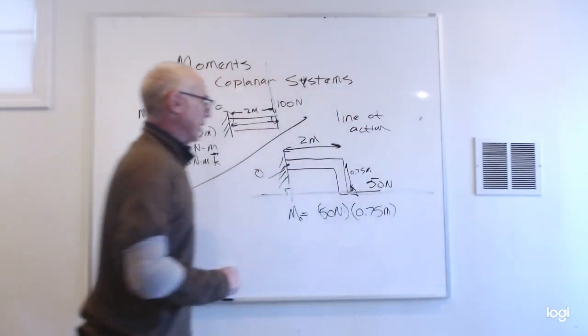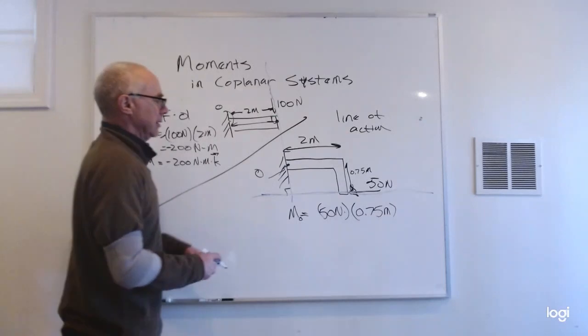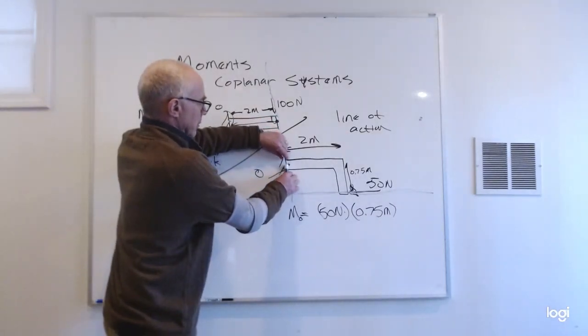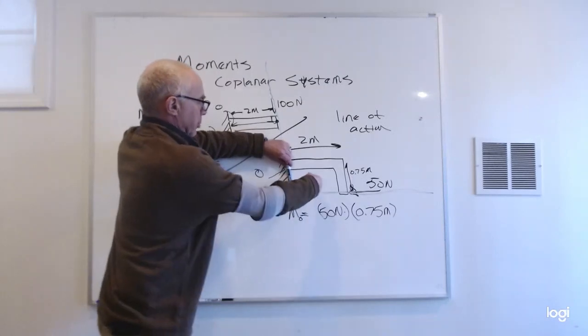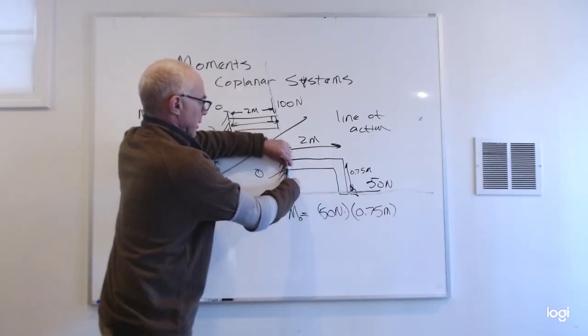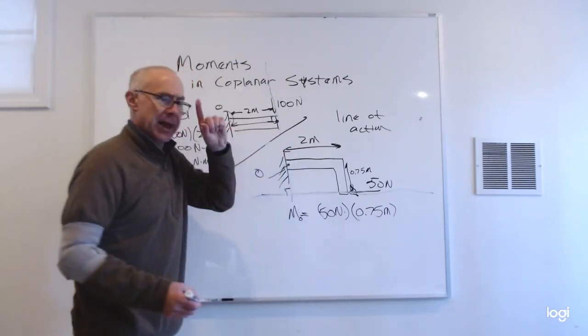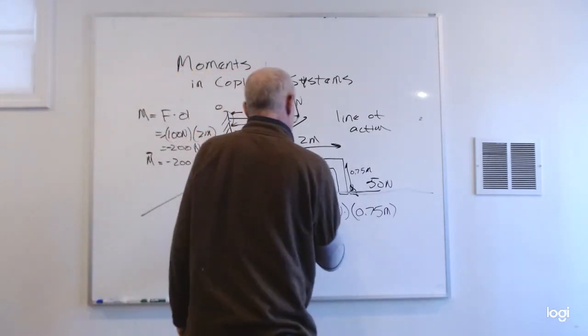And is it positive or negative? So we need to think about this. Here's my point where I'm evaluating. I'm going to hold it, and I'm going to push this way. So you can see that this marker is rotating clockwise, negative, right? So that's a negative value.